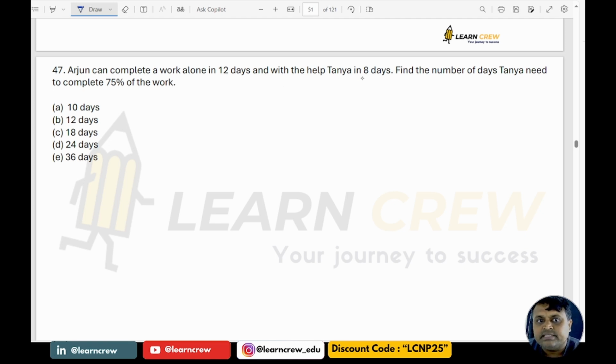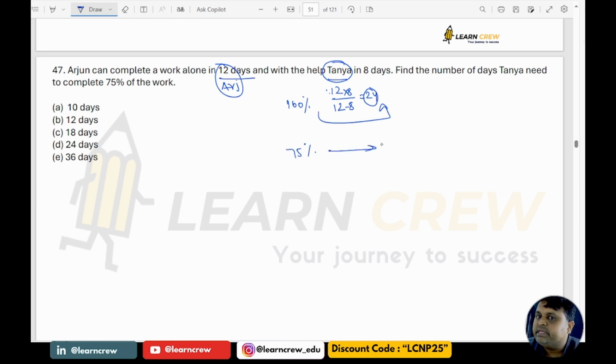Next, 47. Arjun can complete the work alone in 12 days, and with the help of Tanya in 8 days. So Arjun can complete the work alone in 12 days, together in 8 days. So Tanya alone is 12 into 8 by 12 minus 8, 96 by 4, which is 24. So Tanya alone in 24 days, Arjun alone in 12 days. Find the number of days Tanya needs to complete 75% of the work. To complete 100% of the work, she requires 24 days. To complete 75% of the work, she requires 18 days.